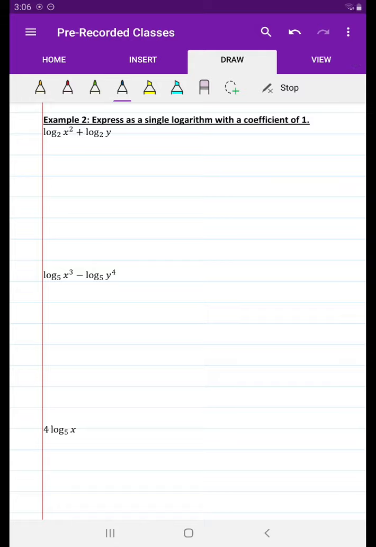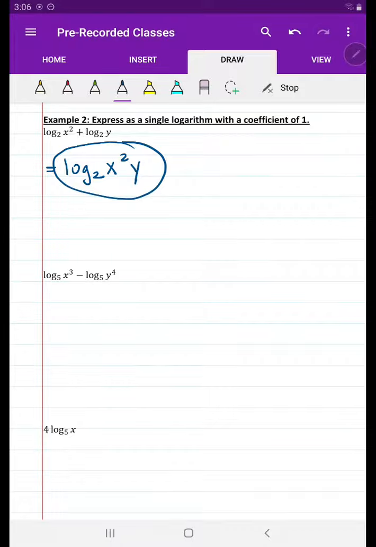So for example 2, the first one, everything has a base of 2. So log base 2 of x squared plus log base 2 of y. And then we've got this addition in between. So if it's addition, well, then that means multiplication. So then how I could rewrite this is log base 2 of x squared y. And that's one logarithm, or that's one argument right here. X squared and y are connected. And that's my answer, and I'm all done.